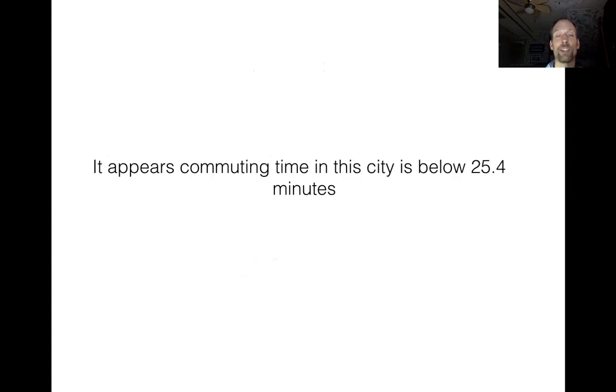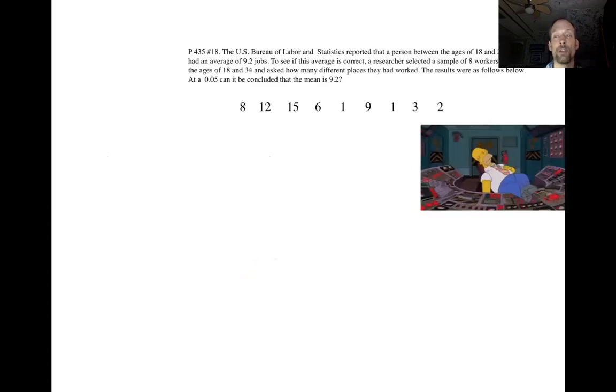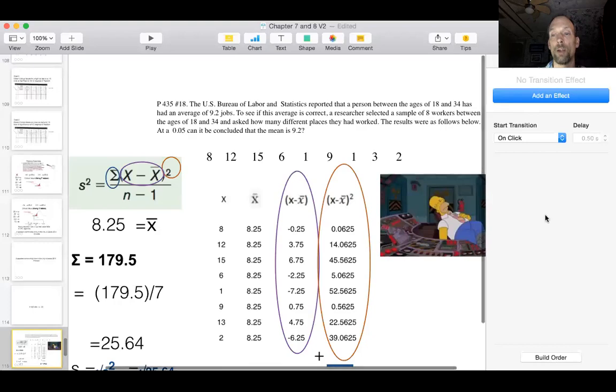Let's do another practice exercise. So pause the video if you need to for a couple minutes to read through the question. I'm going to move a photograph out of the way here.